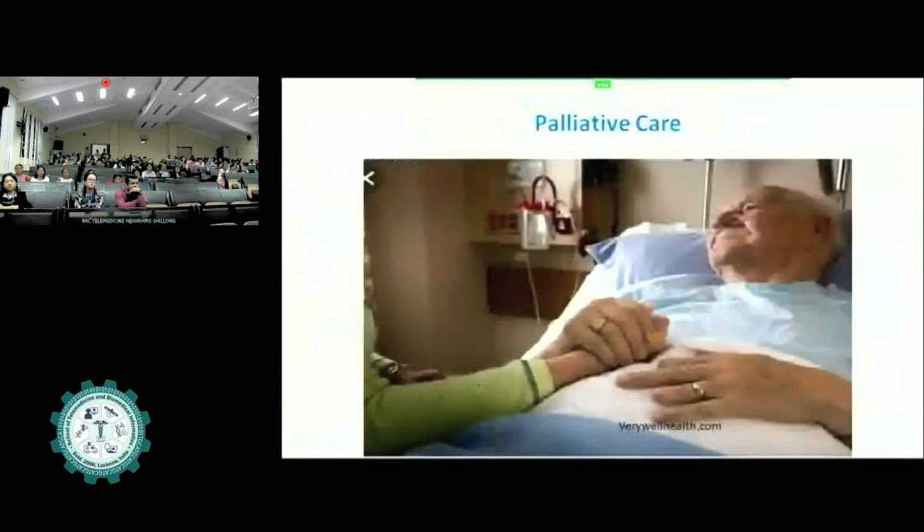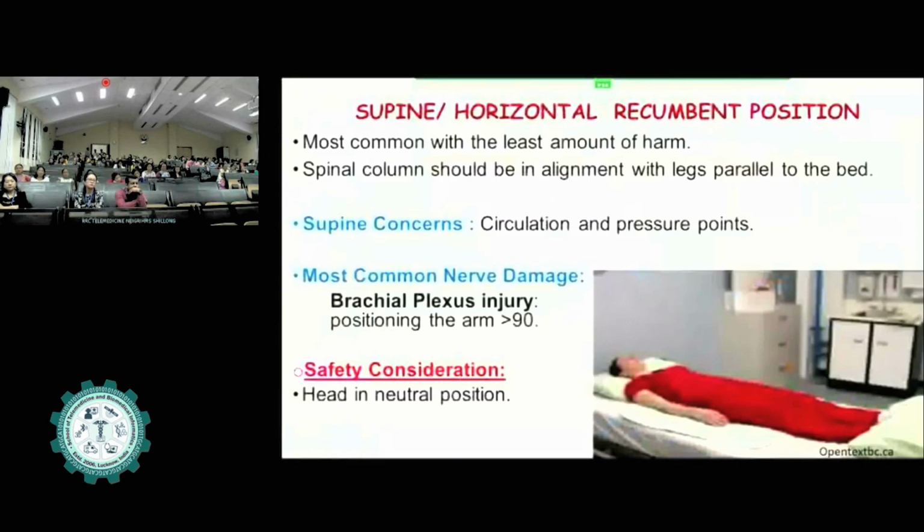Some of the positions used in palliative care are the supine or horizontal recumbent position, which is the most common with the least amount of harm. The spinal cord is in alignment with the legs parallel to the body. Supine concerns are circulation and pressure points. The most common nerve damage is brachial plexus injury, caused by positioning the arm. If the arms are positioned greater than 90 degrees, brachial plexus injury can occur. The safety consideration is that the head should be maintained in neutral position.